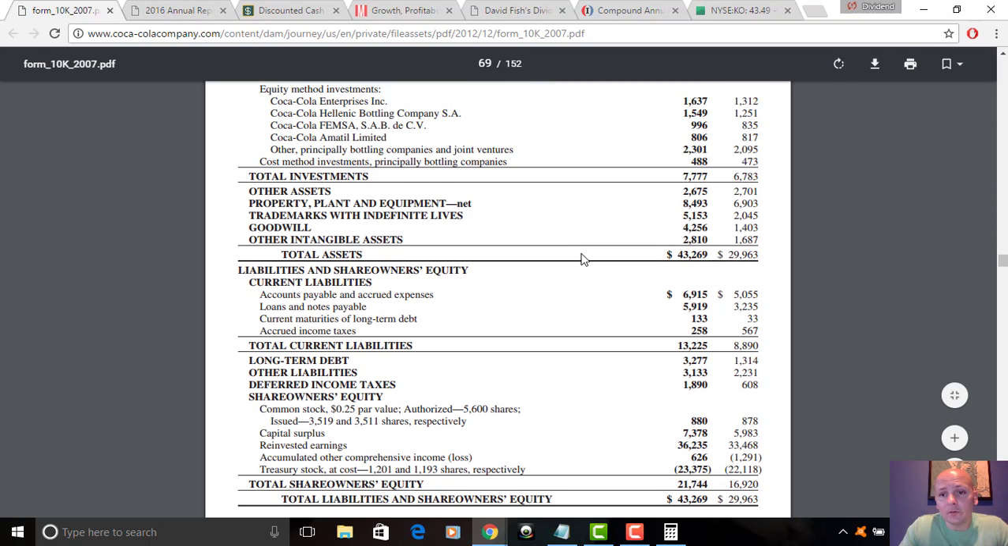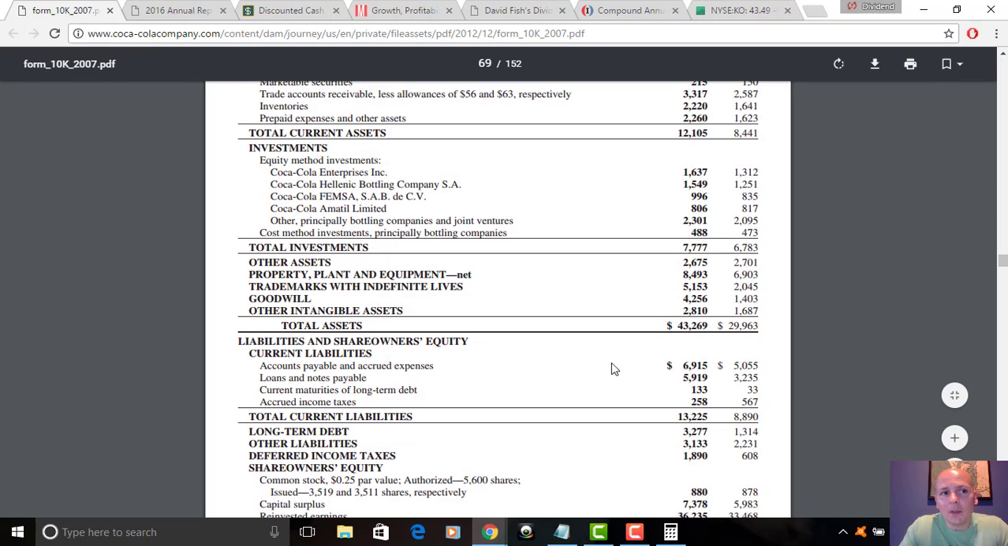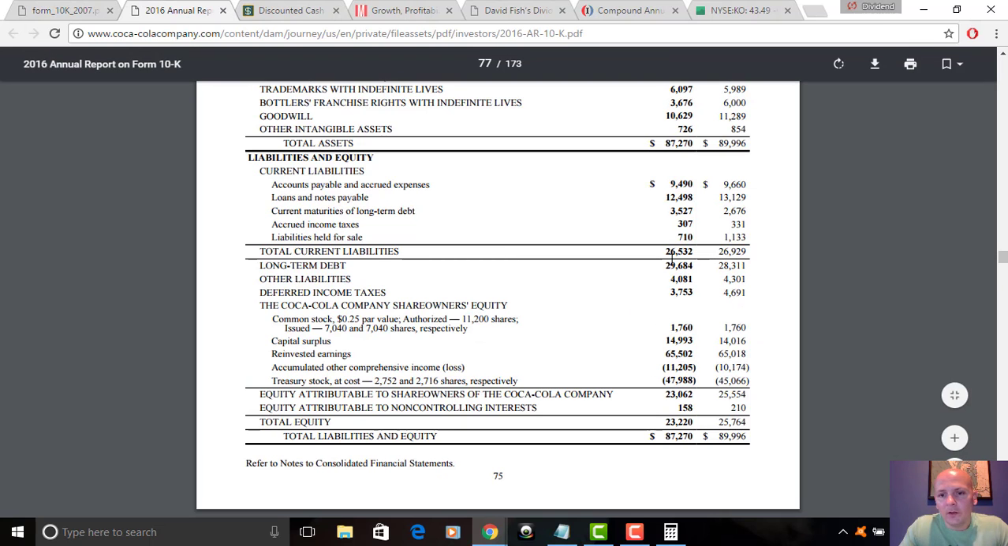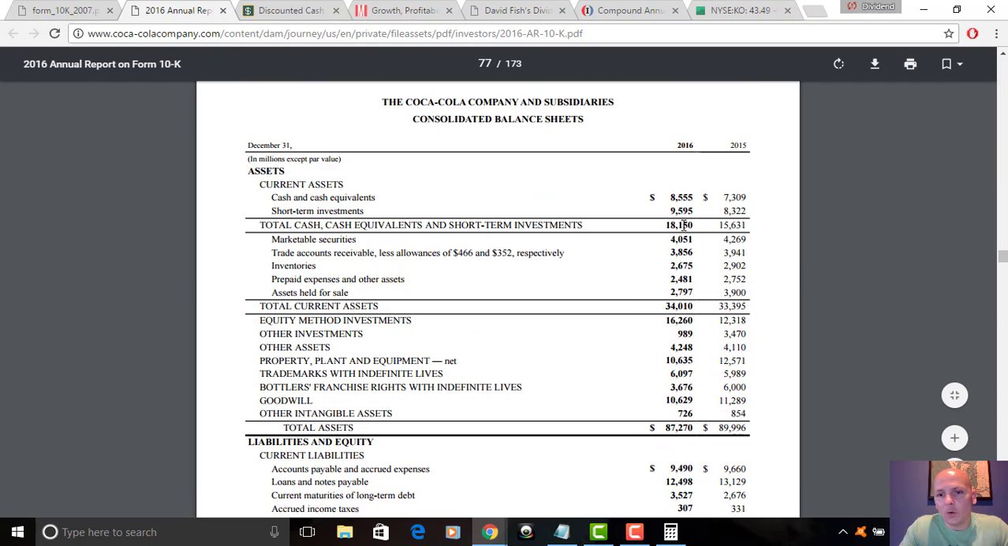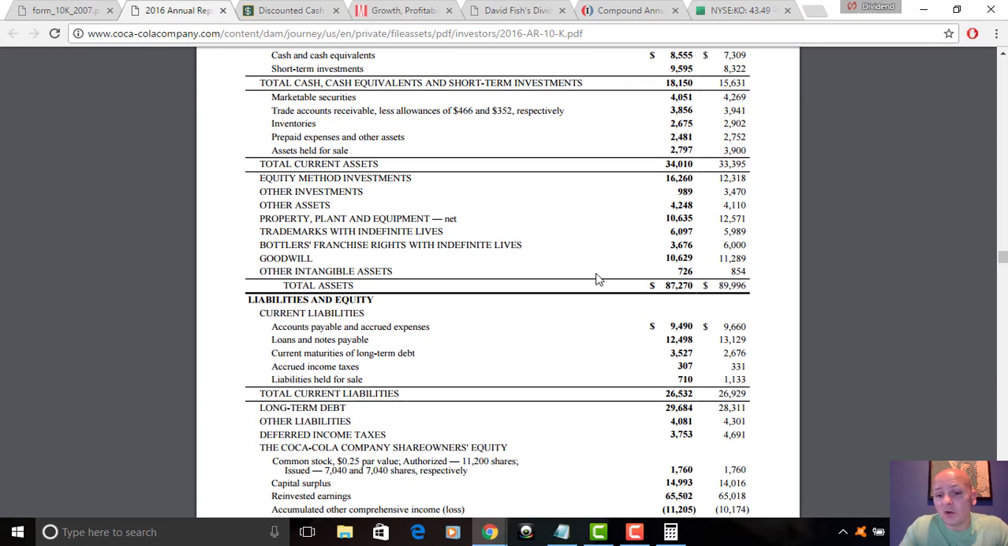But the other thing to consider when you're looking at a balance sheet is, when you have long-term debt, how much cash does a company have? So when we look at their most recent 10K here for Coke, they've got a little under 30 billion in long-term debt, but they have total cash at almost over 18 billion. So total cash on the balance sheet matches up pretty well against long-term debt.